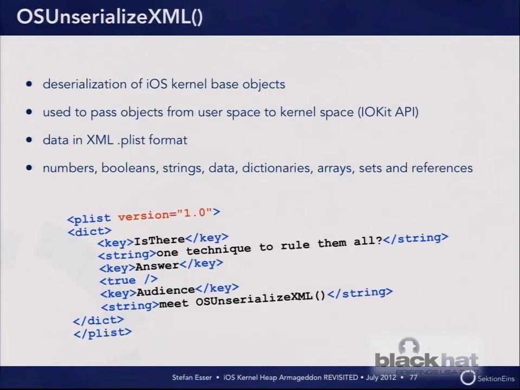And this is very powerful because it can create the data objects among the base objects. So you can create numbers, booleans, strings, data, dictionaries, arrays, sets, and you can also create references. And it's in plist format, so you can see it's XML. In this case, it's a dictionary with three keys inside, and the first key has a string value. The second key has a Boolean true value, and the last key is again a string value.